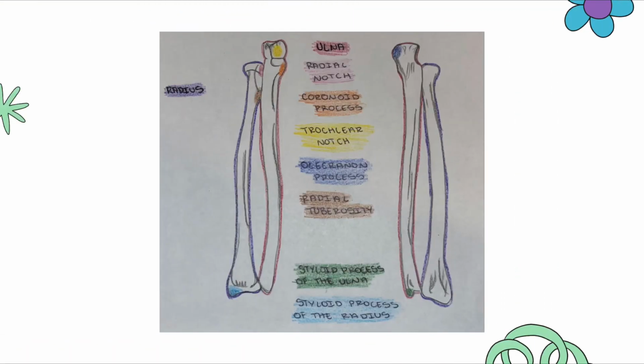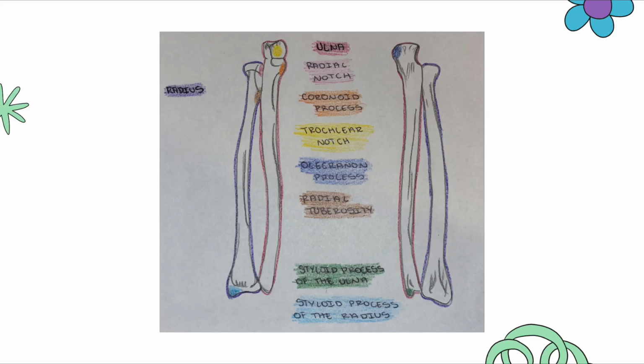Alright, so the third and fourth bones I'm going to be going over are our radius and our ulna. The radius here is going to be outlined in purple, and then our ulna is going to be outlined in red. So starting with the ulna, that little blue patch up at the top on the left side, that's going to be the olecranon process. And then at the very bottom of it, we're going to have the styloid process of the ulna.